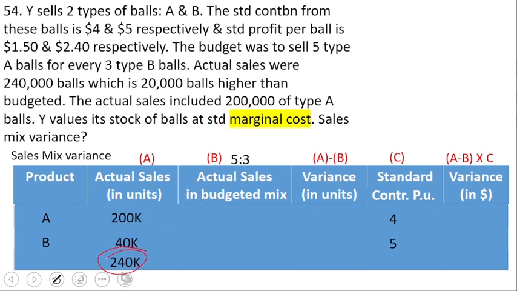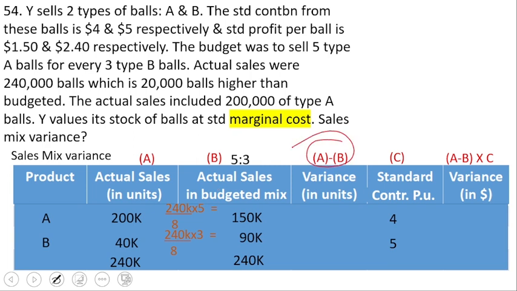First, we have to copy the total of column A to the total of column B. And then we have to divide 240,000 in the ratio of 5:3. So for product B, it is 240,000 divided by 8. What is 8? It is 5 plus 3, multiplied by 3, which is the share of product B. So we get 90,000. And as for product A, 240,000 divided by 8, that's the total of 5 plus 3, multiplied by 5, which is the share of A. So it is 150,000 units.